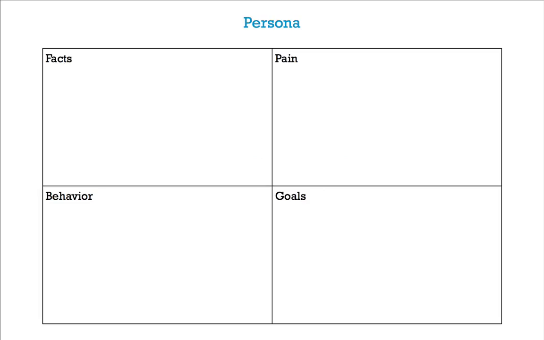The canvas is made of 4 blocks: facts, pain, behavior, and goals. The best way to use this tool is to first build a proto-persona. Proto-persona is a prototype of the final persona. It is our best guess as to who our user is. It is the customer hypothesis in a more detailed way. So let's start filling the canvas with our hypothesis.